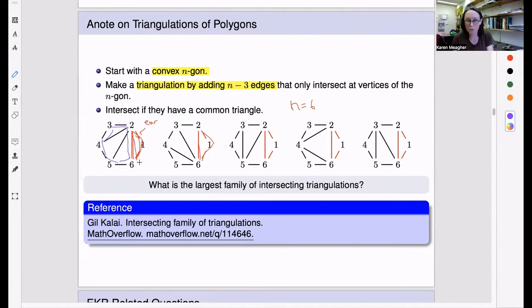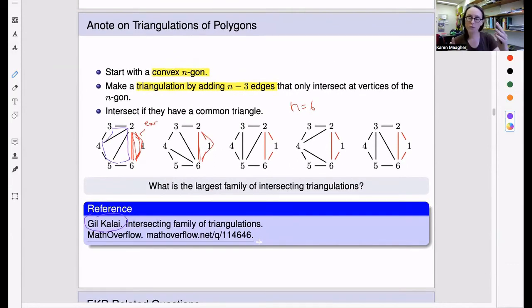So it's beautiful, right? This should be the right answer. But we don't know. We can't prove very much about this at all. It's a really nice example where there's this nice relation going on and it seems just right, but we can't prove what the largest family of intersecting triangulations is. Gil Kalai has written a little bit about this. I've put a link to a comment he made on MathOverflow that gives just a little more context for this question.